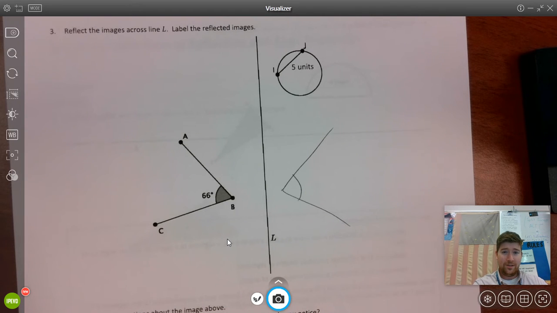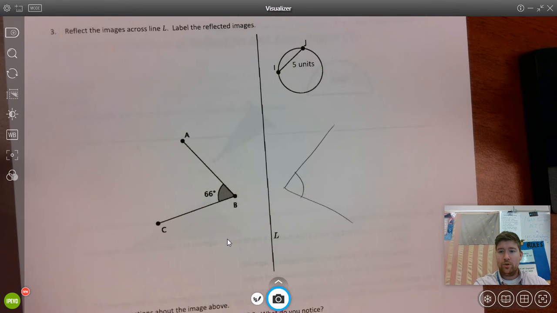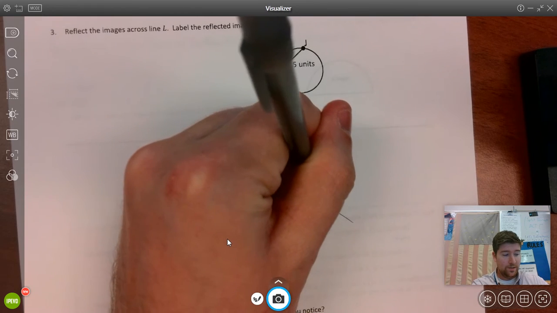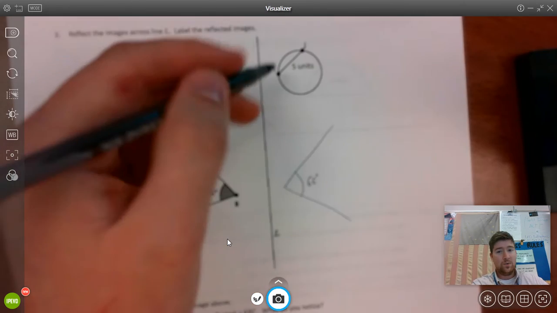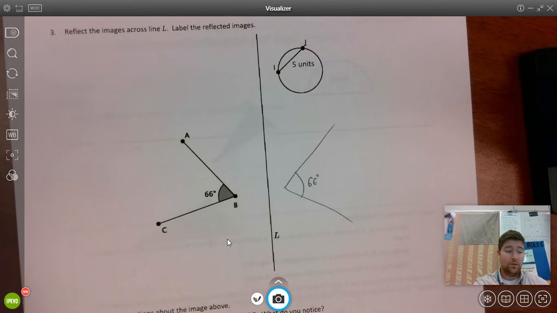Now, what you should notice is that every angle, every line segment, every shape should be the same exact size. So if this was 66 degrees here, this should also be 66 degrees here. If this was 5 units long on the right side, then when we reflect it over to the left side, it should also be 5 units long. When we reflect, the size and shape does not change. The only thing that changes is where the new shape is. And that new shape should always be on the other side of the line of reflection.